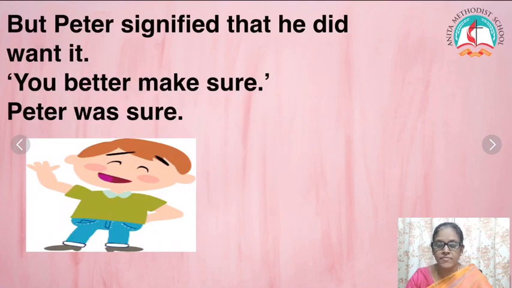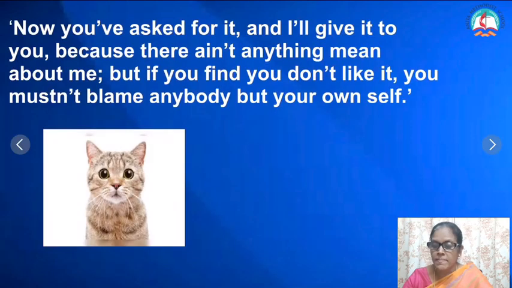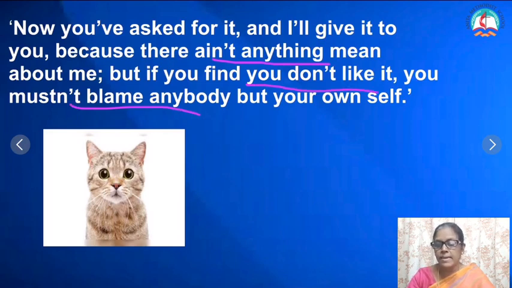But Peter signified that he did want it. "You better make sure," Tom is telling Peter. And Peter was quite sure that she wanted the medicine. "Now you have asked for it and I'll give it to you because there ain't anything mean about me. But if you find you don't like it, you mustn't blame anybody but your own self."